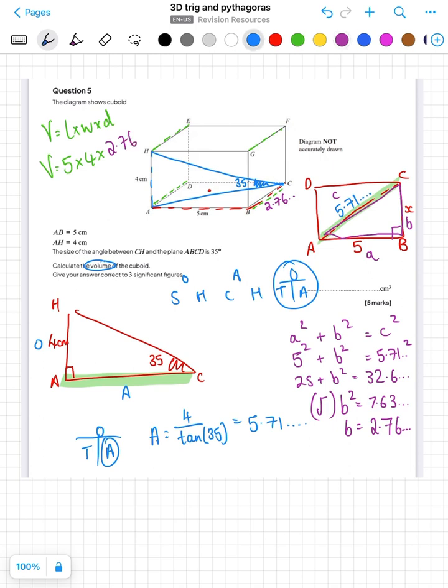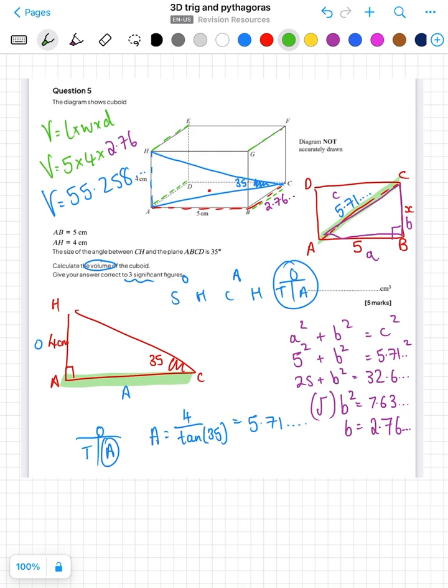So that's our third length. Now we need to just type that in our calculator: 5 times 4 times the ANS button, which carries over our 2.76 and all the decimal places. We get an answer of 55.258... We want this to 3 significant figures. So that's our first, second, third significant figure. We do need to round that to give us an answer of 55.3 centimetres cubed.